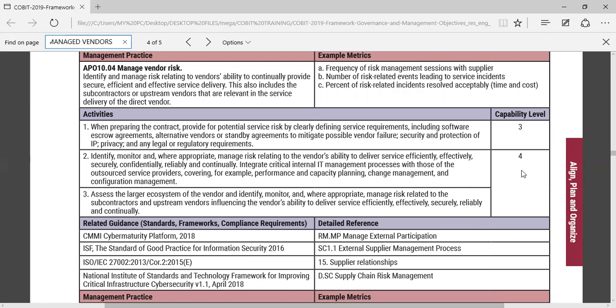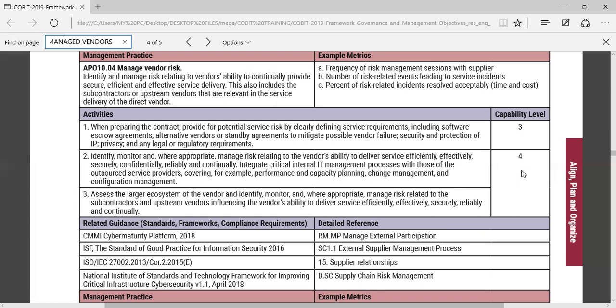Number 2, identify, monitor, and where appropriate, manage risk relating to the vendor's ability to deliver services efficiently, effectively, securely, confidentially, reliably, and continually. Integrate critical internal IT management processes with those of their source service providers, covering, for example, performance and capacity planning, change management, and configuration management.